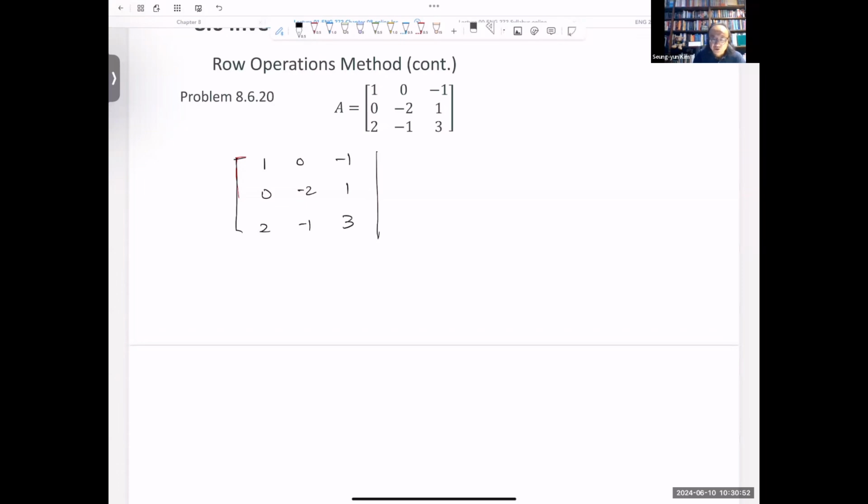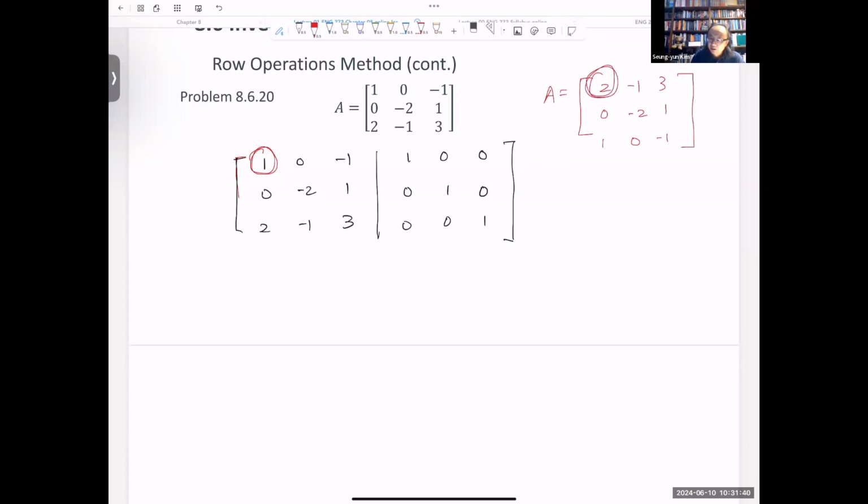And then using bar, then identity matrix, 1, 0, 0, 0, 1, 0, 0, 0, 1. Our objective is to make this a 1. If it's not 1, you can divide everything by that number, or you can switch them around. So let's say you are given A as 2, negative 1, 3, 0, negative 2, 1, 1, 0, negative 1.